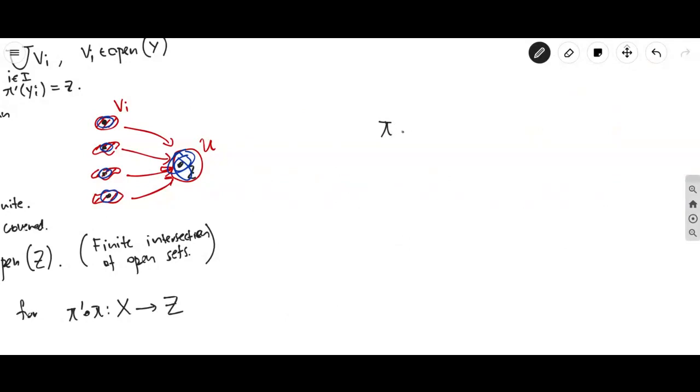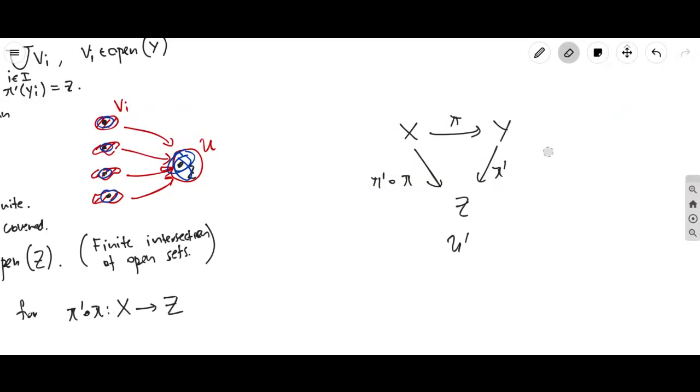So basically we have X, Y, Z. This is pi prime, and this is the composition. So if you have a set over here, U prime, and you pull it back, you first pull it back using pi prime, but pi prime pulls it back into pieces, all of which get mapped homeomorphically to that U.